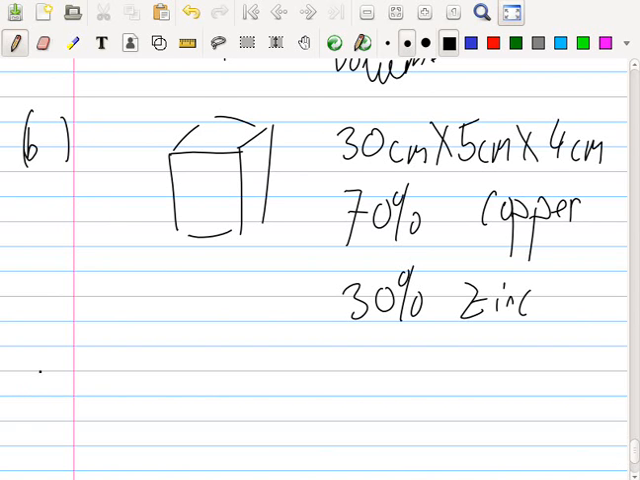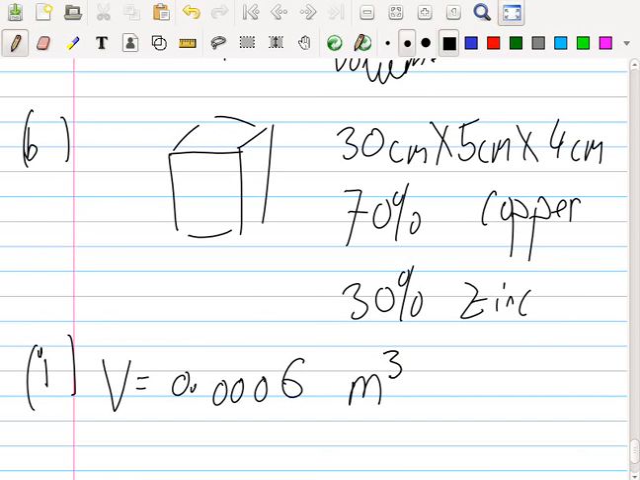Okay. So firstly, the volume. Well, that's nice and easy. You just multiply them. 0.30 times 0.05 times 0.04. So the volume equals 0.0006 meters cubed.